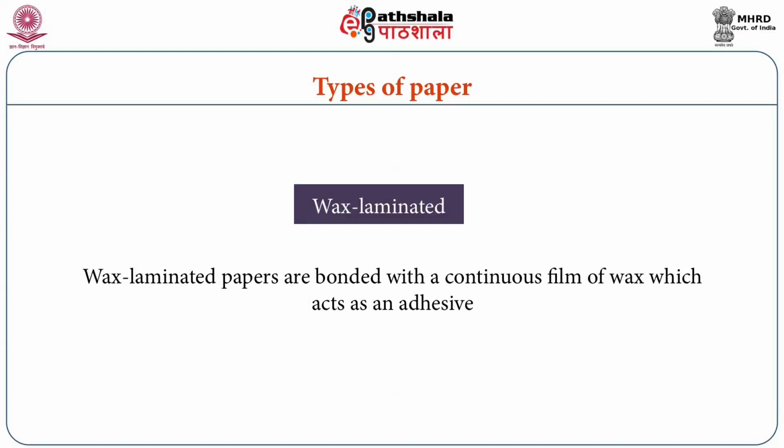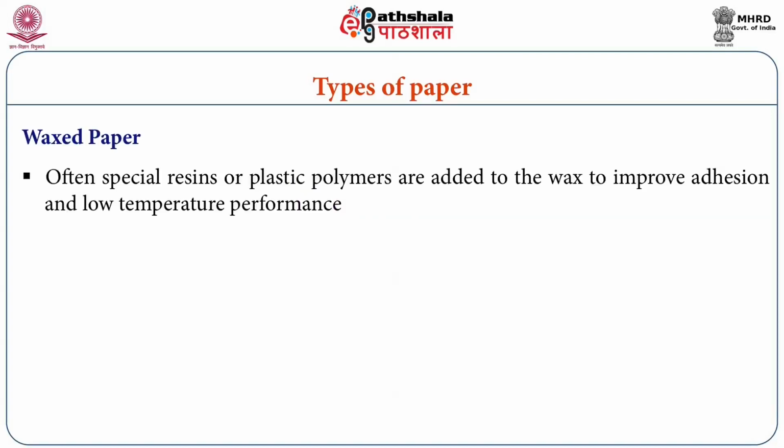Wax laminated papers are bonded with a continuous film of wax, which acts as an adhesive. The primary purpose of wax is to provide a moisture barrier and heat sealable laminate. Often, special resins or plastic polymers are added to the wax to improve the adhesion and low temperature performance and to prevent cracking as a result of folding and bending of the paper.